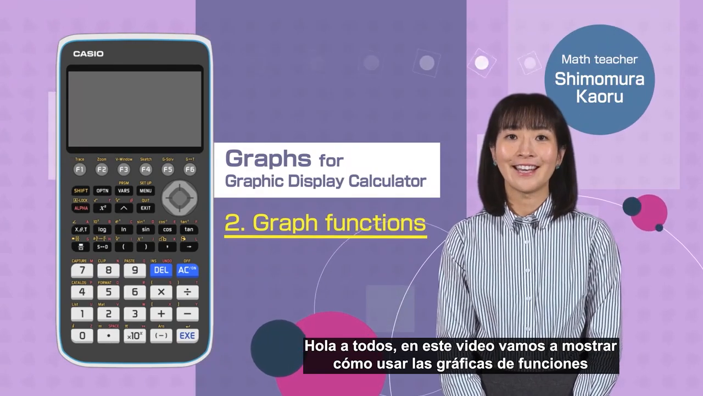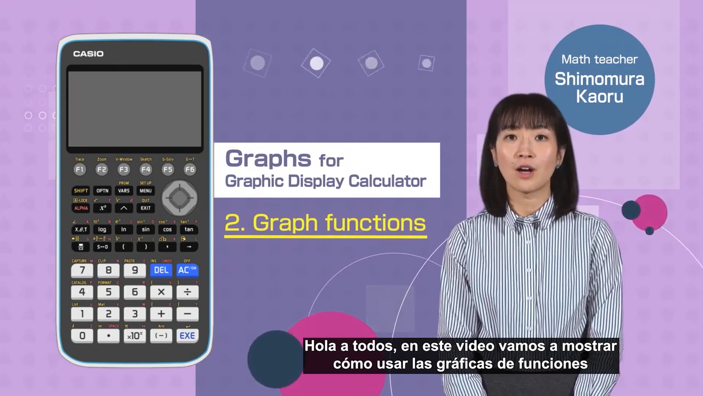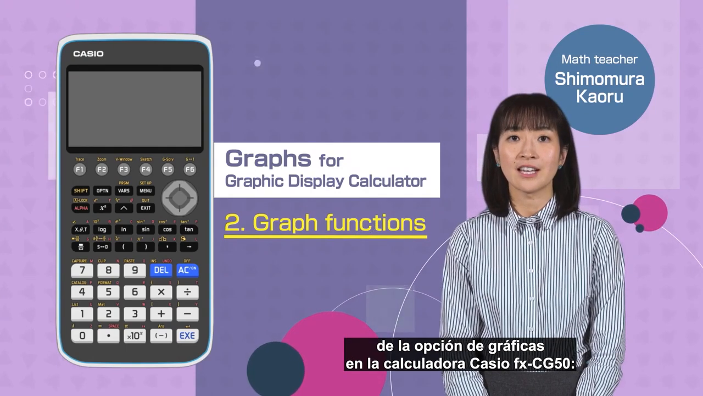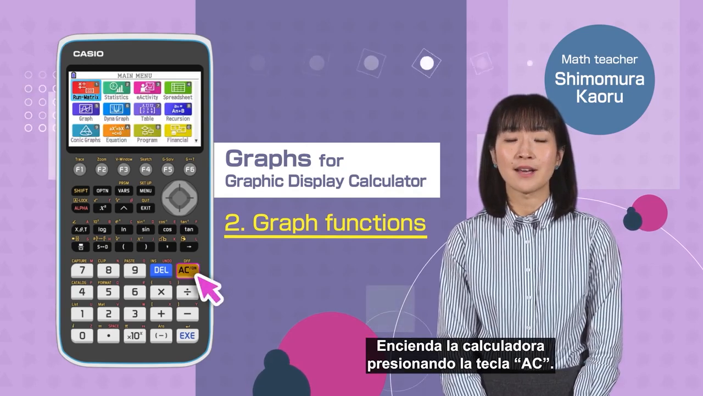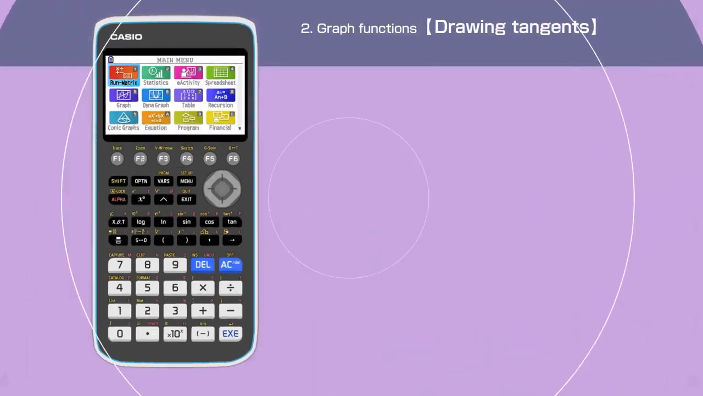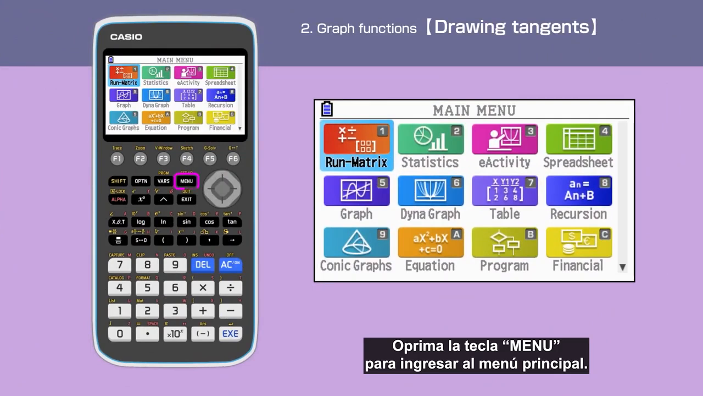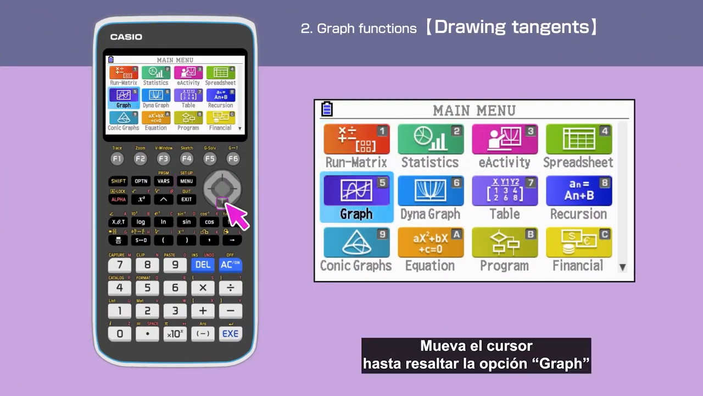Hi everyone! In this video, we are going to show how to use graph functions using Casio FX-CZ50. Switch on your calculator, pressing AC button. Press the menu button to open the main menu. Then move the cursor or press 5 to select the graph menu.